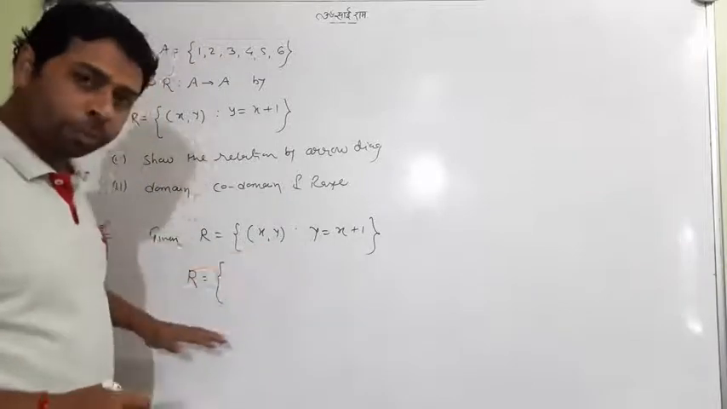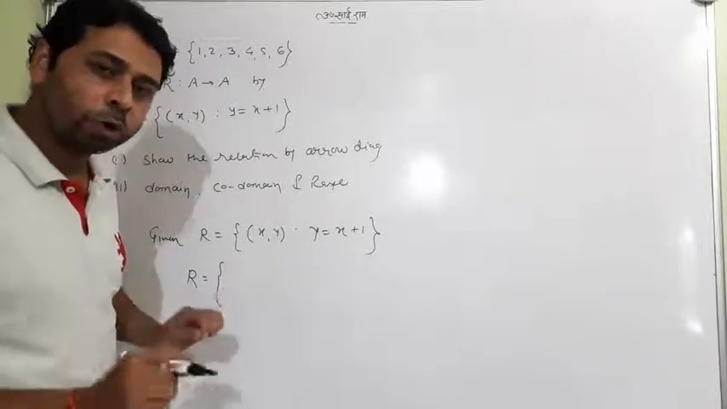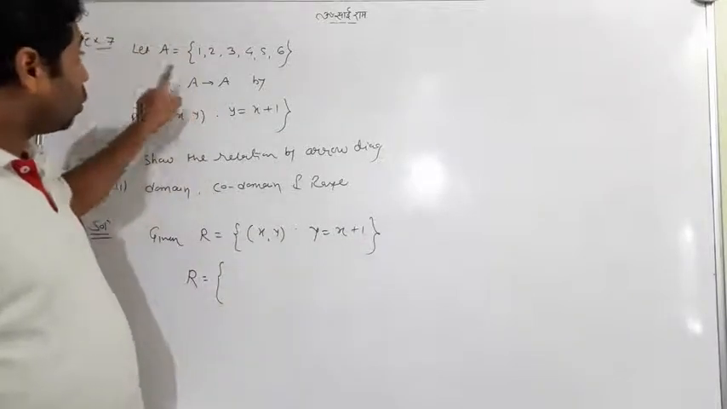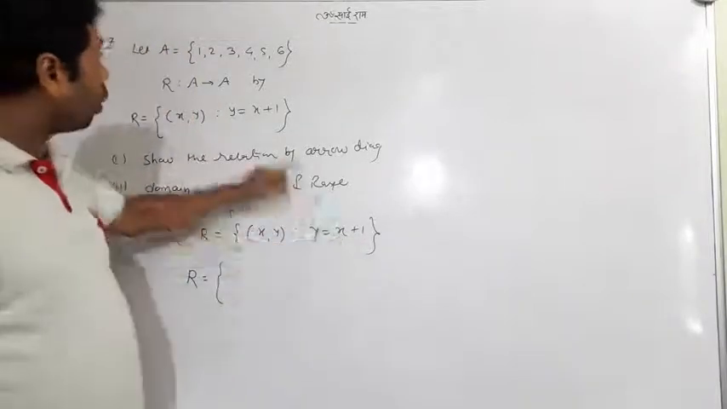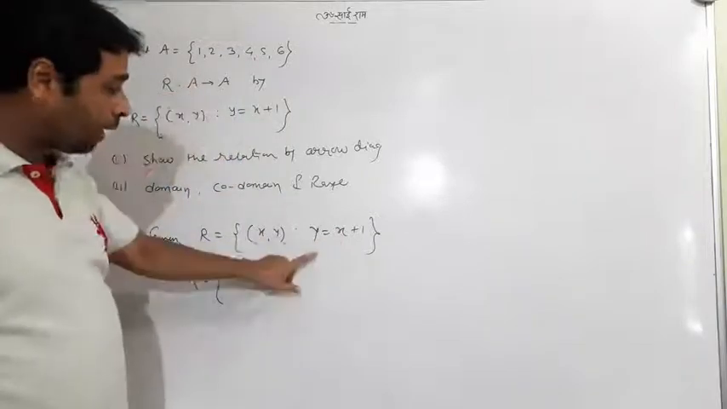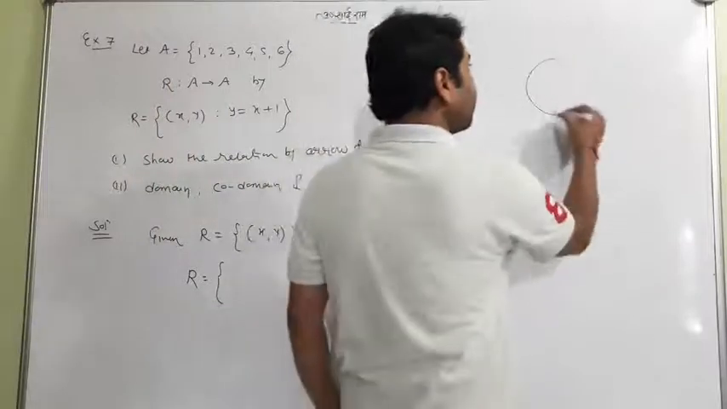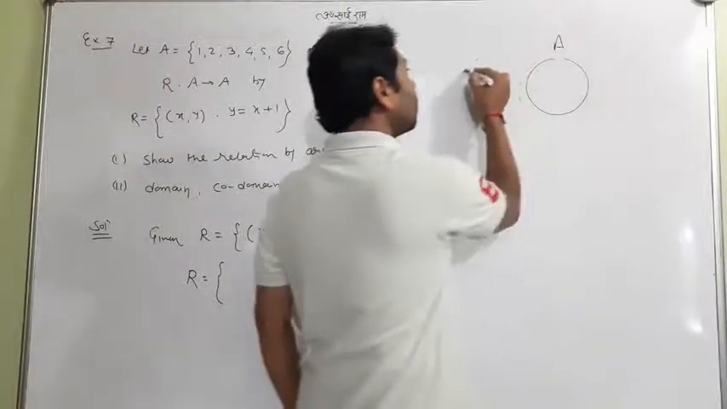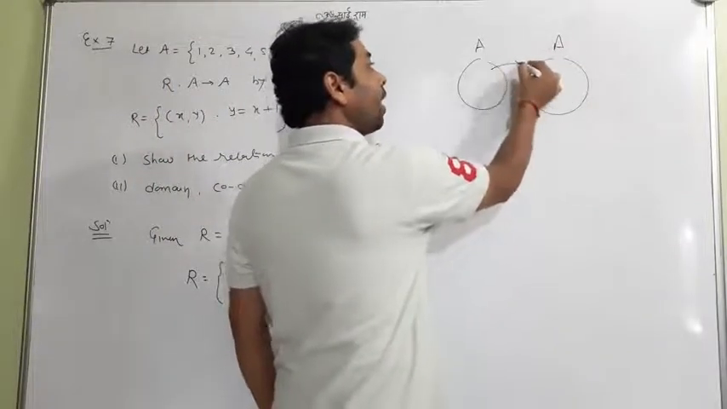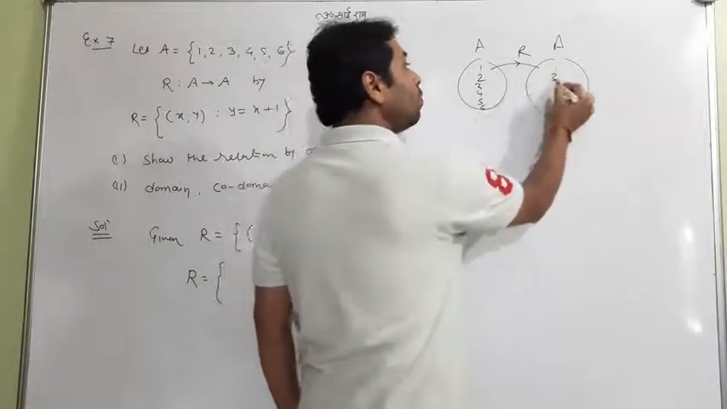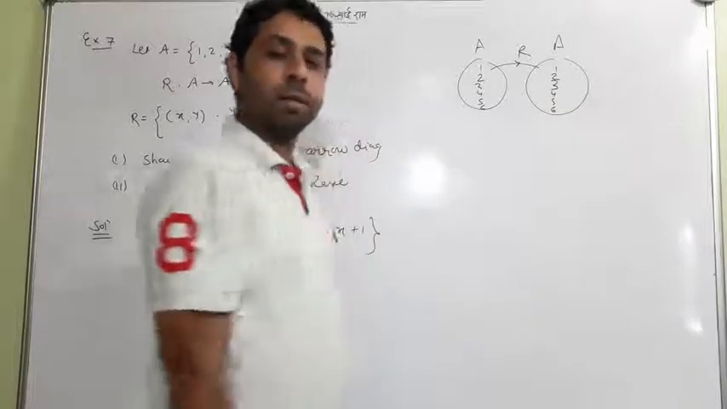What is a roster form? In roster form, all elements will come in ordered pairs, like (x, x + 1). So all the elements x are always in the first set and y is in the second set. Keep that in mind. I'm just making a rough picture here. It is A, and it is A, with 1, 2, 3, 4, 5, 6 and 1, 2, 3, 4, 5, 6.